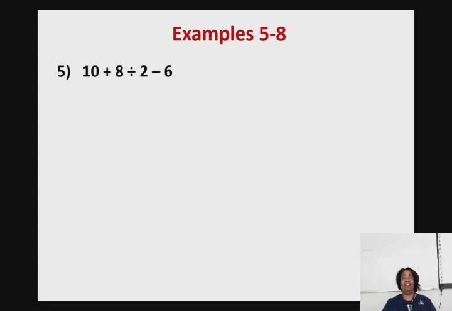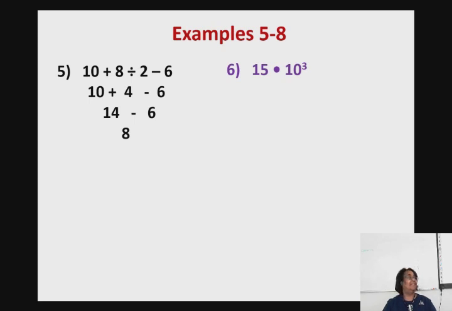You got 8 overall? Okay. Did everybody get 8? What'd you do first, Curtis? 8 divided by 2. Okay, and that gives you 4. 10 plus 4, 14 minus 6. You got 14. And then you subtract 6 and you got 8. Okay, try this next one. That one's easy. What do I do first?